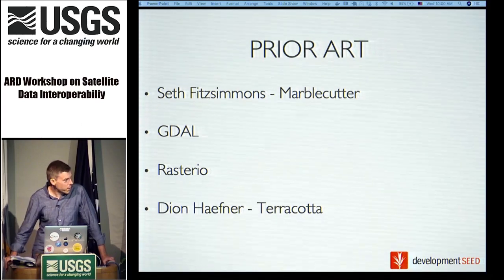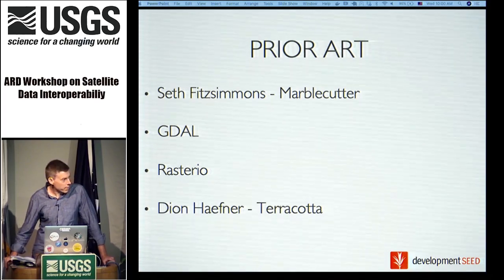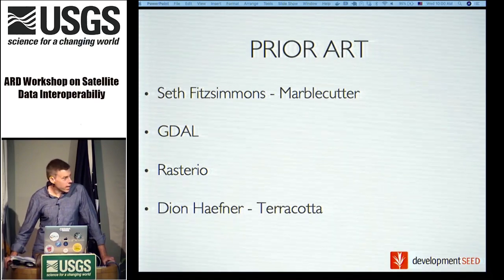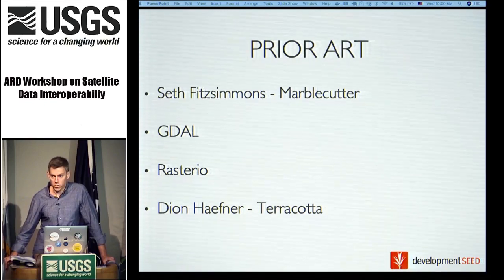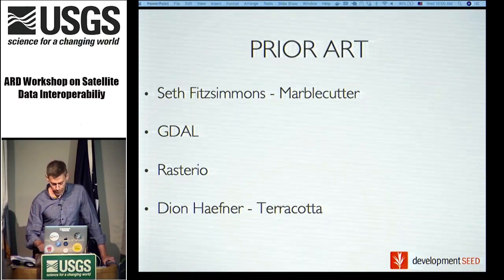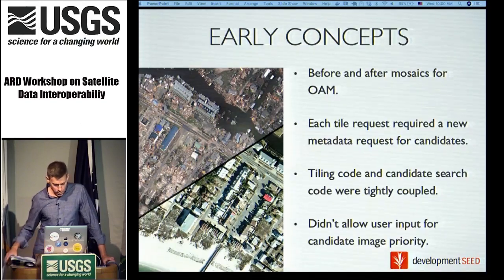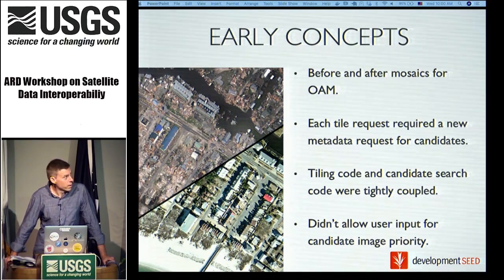And there's also some great parallel projects happening now as well. Dion Hafner has built a dynamic tiling library called Terracotta, and we're actually trying to incorporate some of the great ideas he has around boundary edge effects back into the dynamic mosaicing that we're doing. So a lot of the work that we're doing now actually kind of grew out of some consulting work that I did with Seth Fitzsimmons for OpenAerialMap.